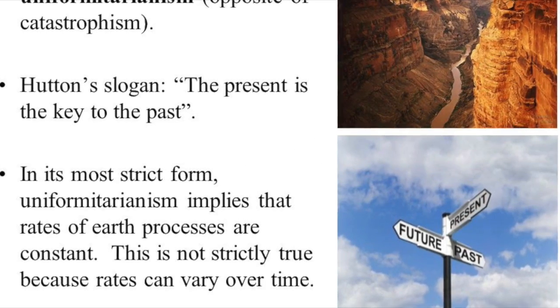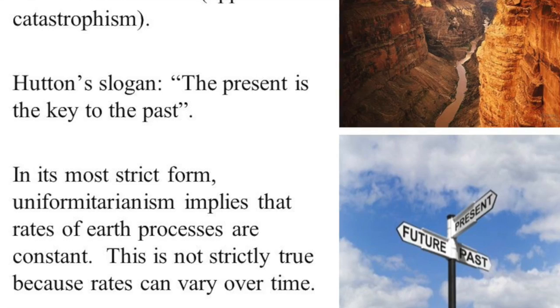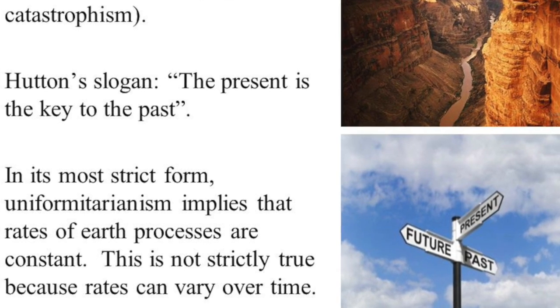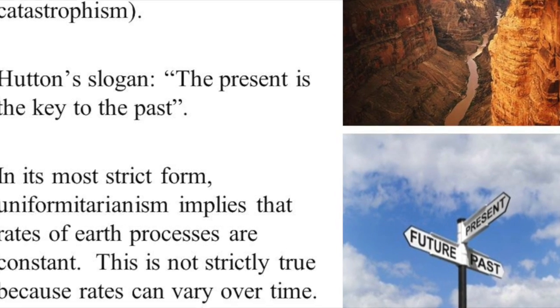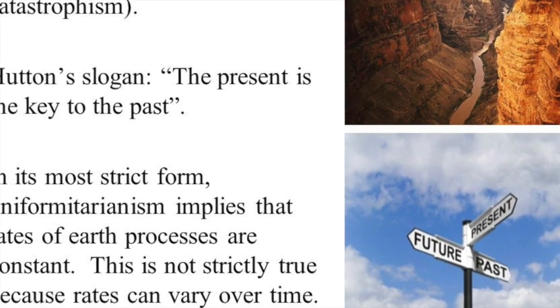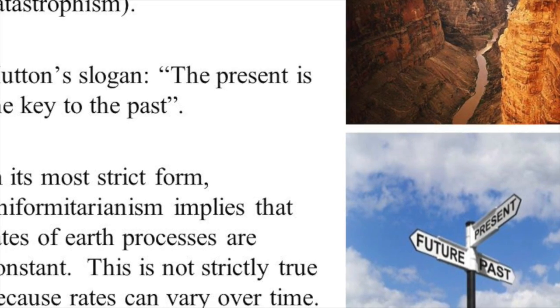Uniformitarianism is basically the idea that the same geological processes shaping the Earth today have been at work throughout Earth's history, or simply, that as the Earth is changing slowly, so are living things.